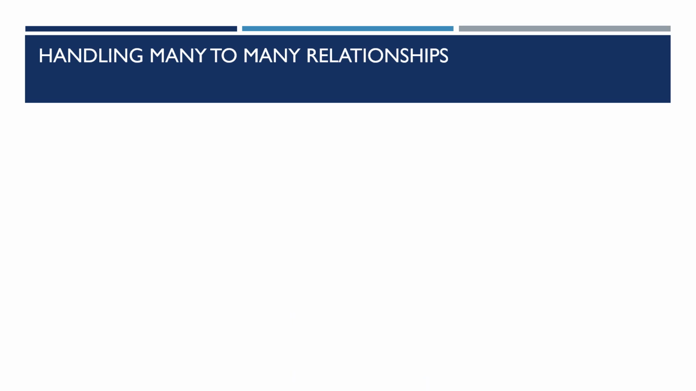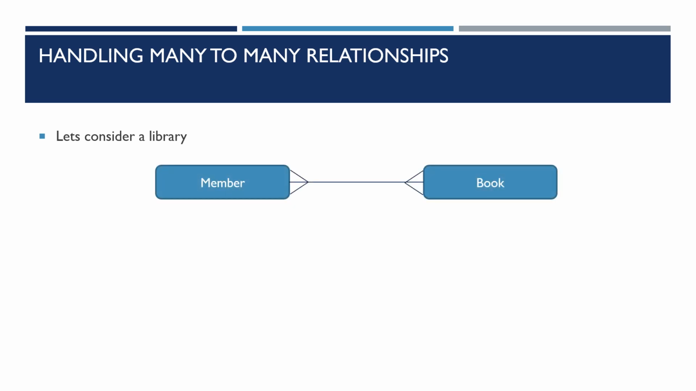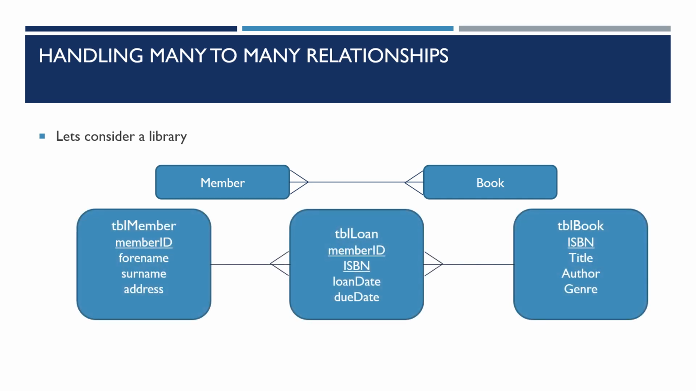Let's have a look at another scenario. This time we'll consider a library. The library will have many members that want to loan many books. So what we need is some sort of link table, a loans table that has member ID and the book's ISBN as its composite primary key. Fields like loan date and due date that are not dependent on either member or book individually, but depend on the actual loan, which requires both member ID and ISBN number, will be able to go in this link table as well.